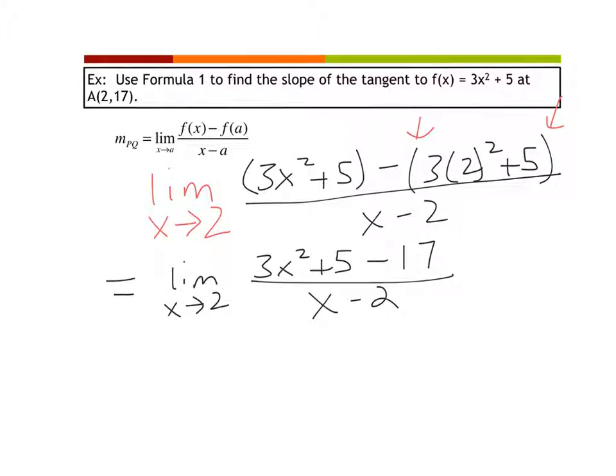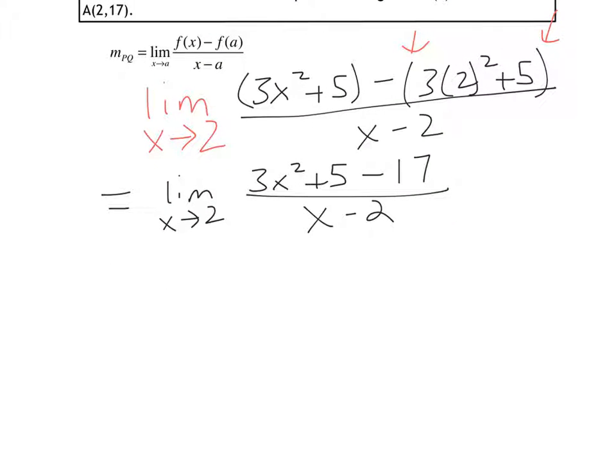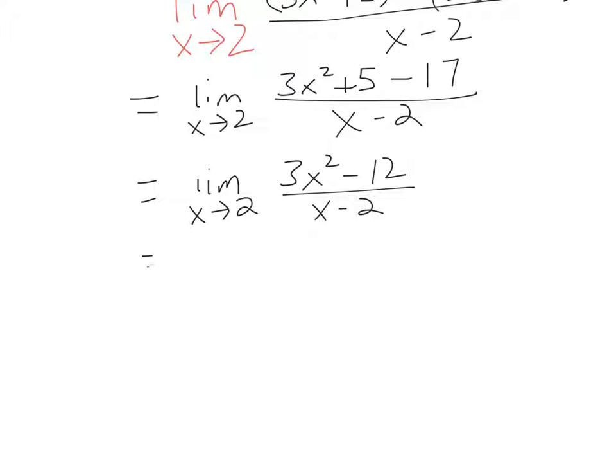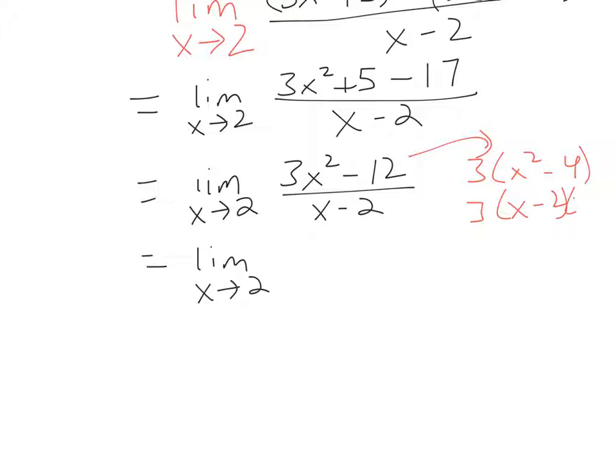So if I type that into my calc, or do my little adding thing there, I get 3x squared minus 12 over x minus 2. Now this is definitely going to be factorable. It's always going to be factorable. You're always going to be able to cancel something. So this is the limit as x approaches 2 of 3. I would even maybe factor off on the side or something. Like that's 3 times x squared minus 4, which is 3 times x minus 2 times x plus 2.